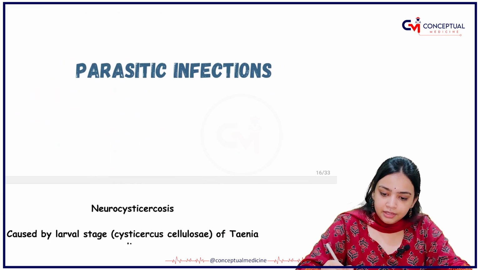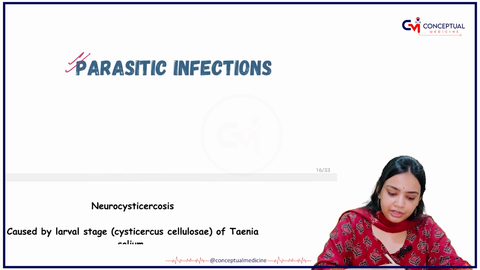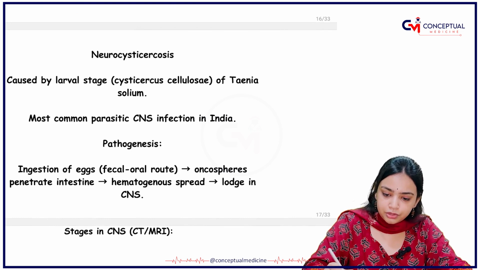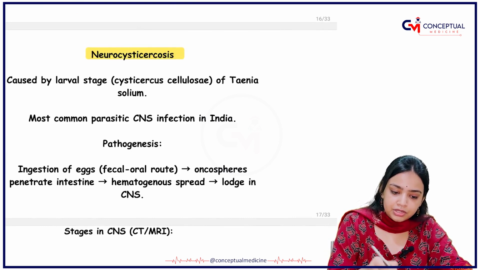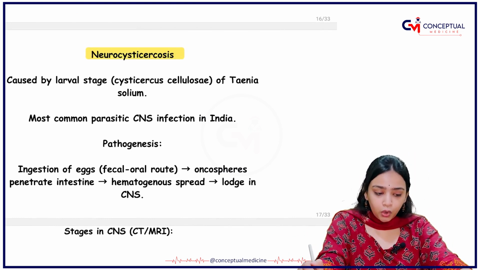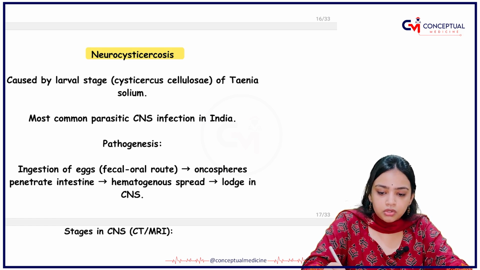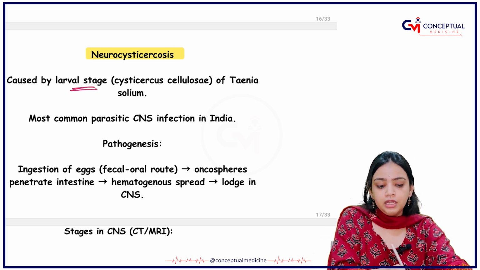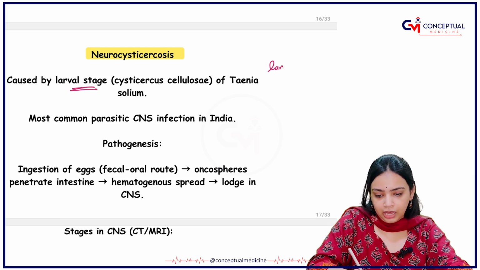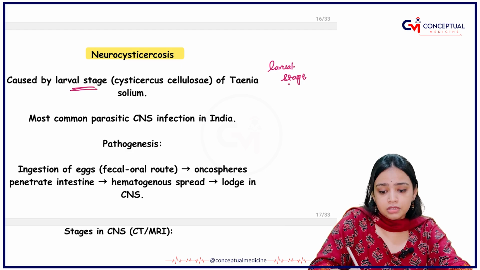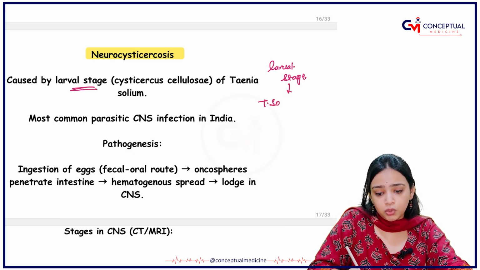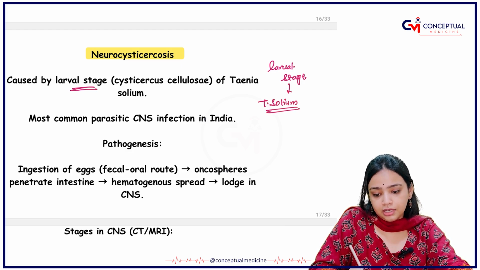Okay. Next that we have is the parasitic infection. In the parasitic infection, the first thing that we will be talking about is Neurocysticercosis. In Neurocysticercosis, it is caused by a larval stage. Larval stage of what? You have a species called Taenia solium.